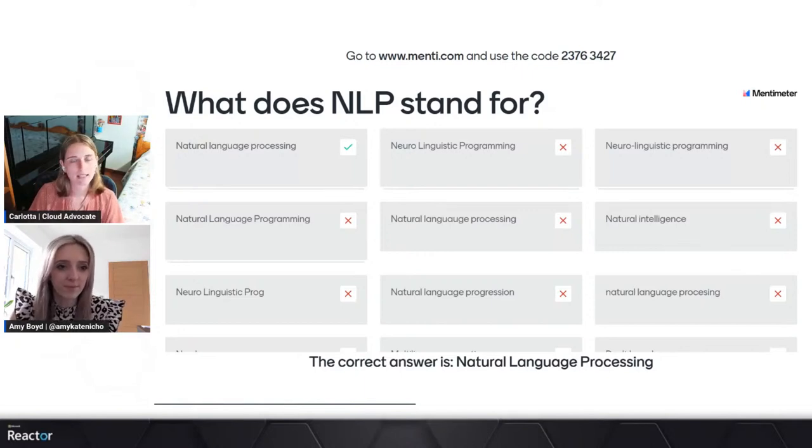Examples of these kinds of use cases include autocomplete in search engines, and Amy also talked about auto-suggestion, for example, on her smartphone, but also chatbots, sentiment analysis, text classification, and more. But we'll be dealing more with NLP in the session. So I will pass to Amy for the next question.